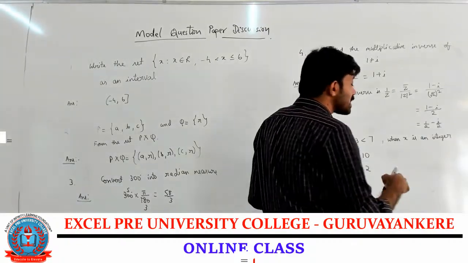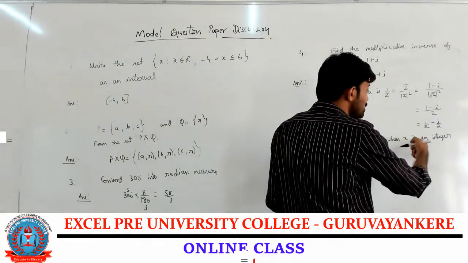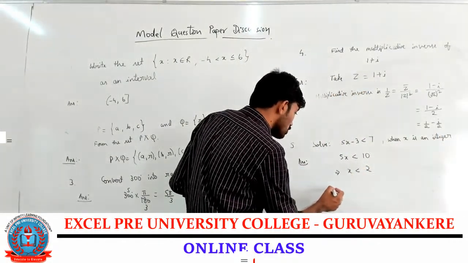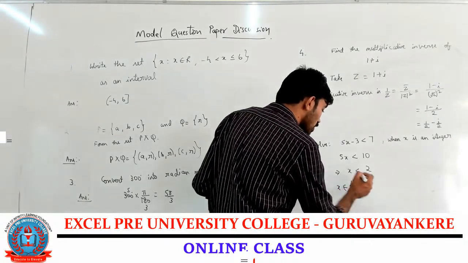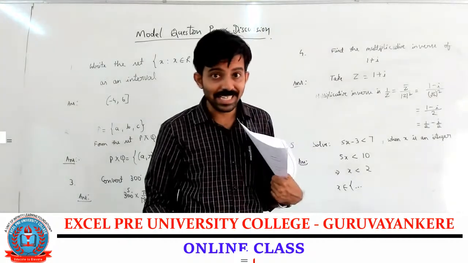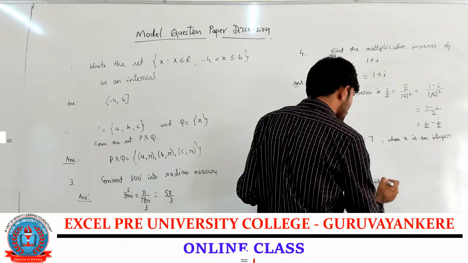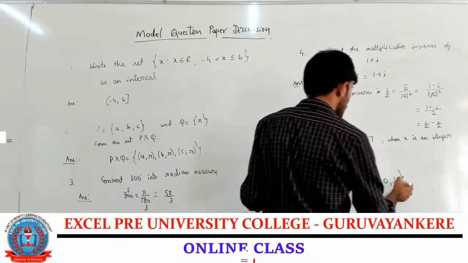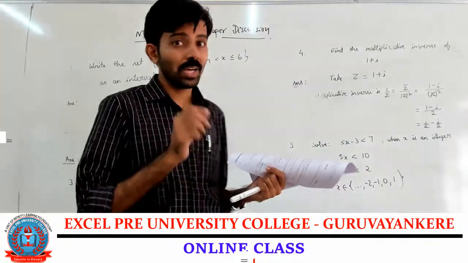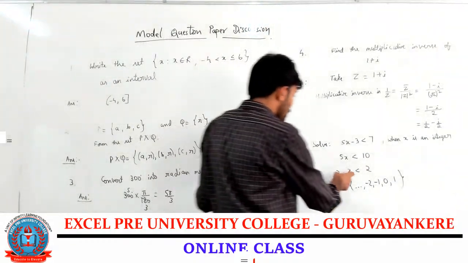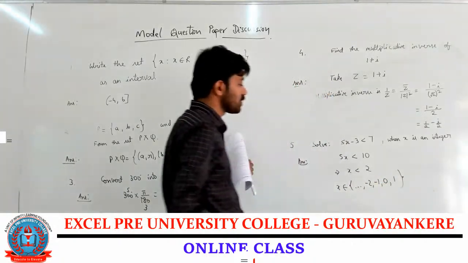x less than 2. Which are the integers less than 2? You have to write the solution set for this, where x is an integer. Therefore, the solution set is x belongs to the set dot dot dot. There are infinitely many integers, so dot dot dot minus 2, minus 1, 0, 1. 2 is excluded. Integers less than 2 are 1, 0, minus 1, minus 2, etc., up to minus infinity.